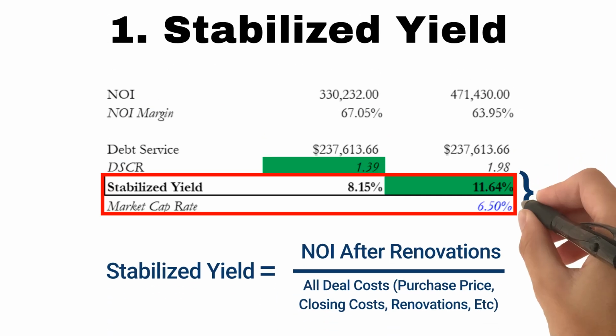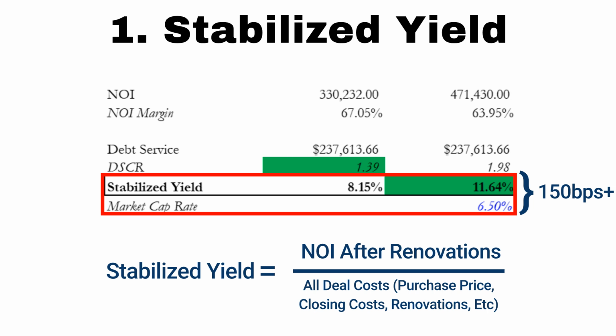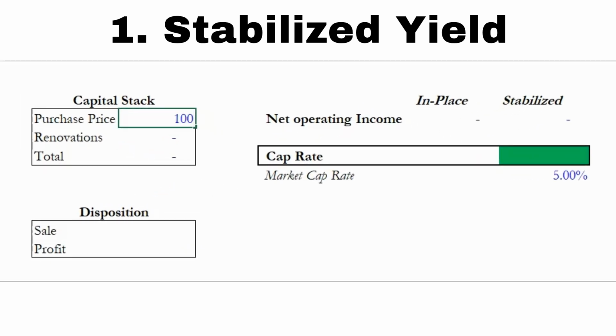We typically need to get to at least a 150 basis point spread between the stabilized yield and the market cap rate for a deal to pencil. For example, if the market cap rate is 5%, you need a minimum of a 6.5% stabilized yield for the deal to pencil. An example would be if you bought a deal for an in-place 4 cap, increased revenue to get to a 6.5% cap rate, and sell for a 5% cap rate.